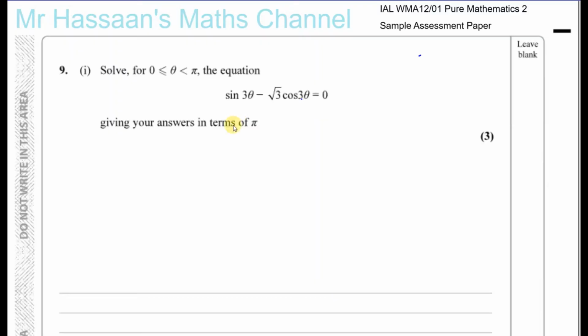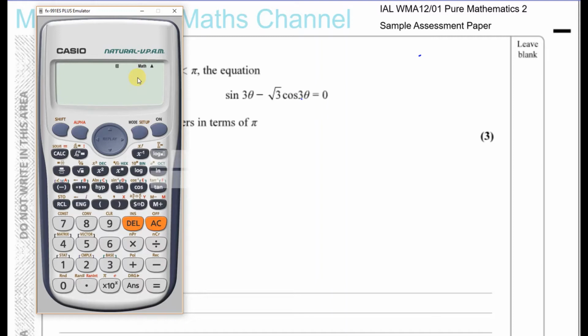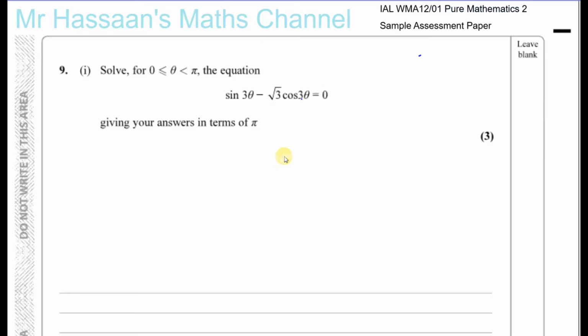So that means we need to have the calculator in radian mode. So let's just do that first. Make sure it's in radian mode. It's in degree mode. Shift mode 4 for this calculator. So now it's in radian mode. Just be careful, because some people forget.